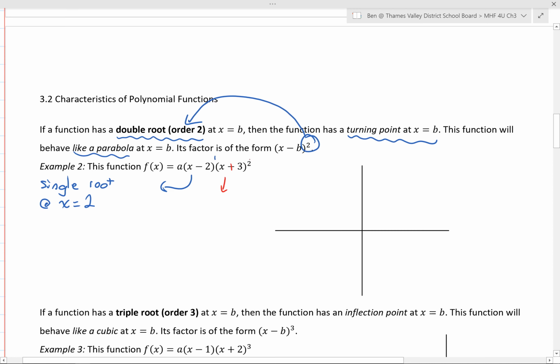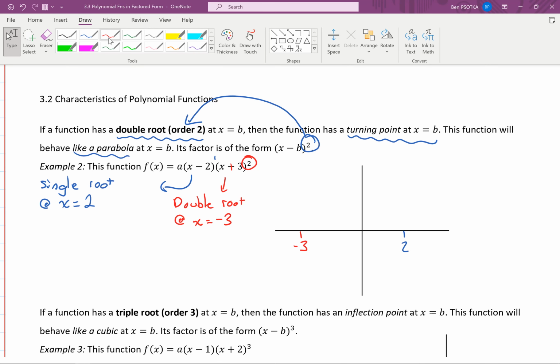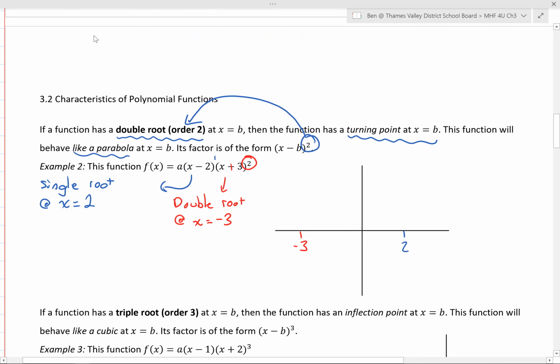So we'll say here it has a double root, and we notice that from the exponent 2, that means it's order 2, so it has a double root at x = negative 3. Okay, so x = negative 3, that's right here. x = positive 2, that's up here. And what we're working with here is a function that has a double root.